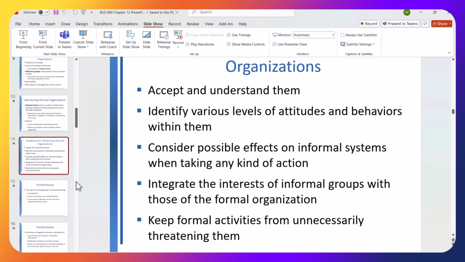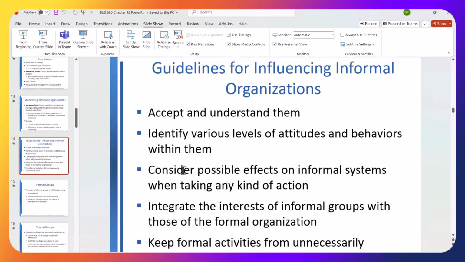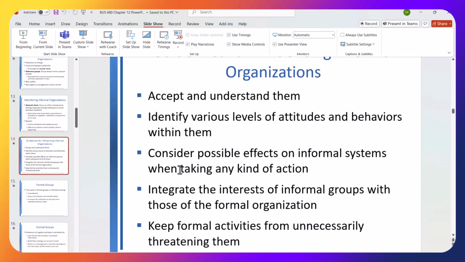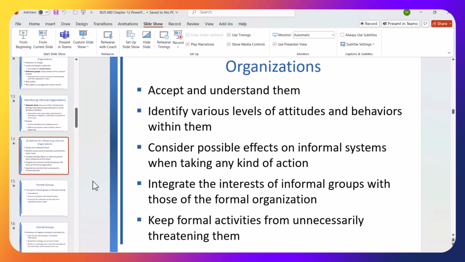So accept and understand the organization. When you look at this, you have guidelines for influencing informal organizations. Accept and understand them. You've got to accept them. Know who you're dealing with. Identify various levels of attitudes and behaviors within that group. Consider possible effects on informal systems when taking any kind of action. Integrate the interests of informal groups with those of formal organizations. Keep formal activities from unnecessarily threatening them. So, in other words, you try to find ways to bring these informal organizations and groups into the fold, versus leaving them on the outside or letting them just operate on their own willy-nilly.